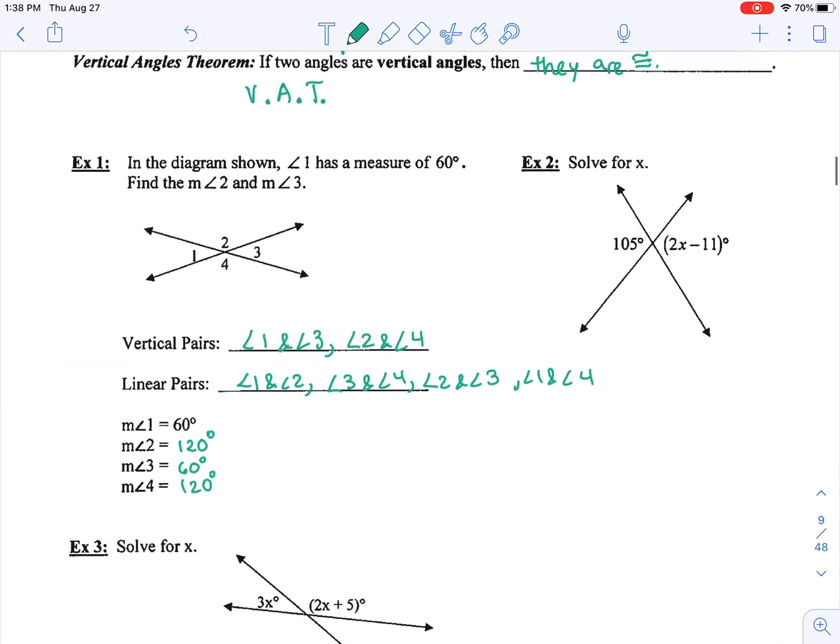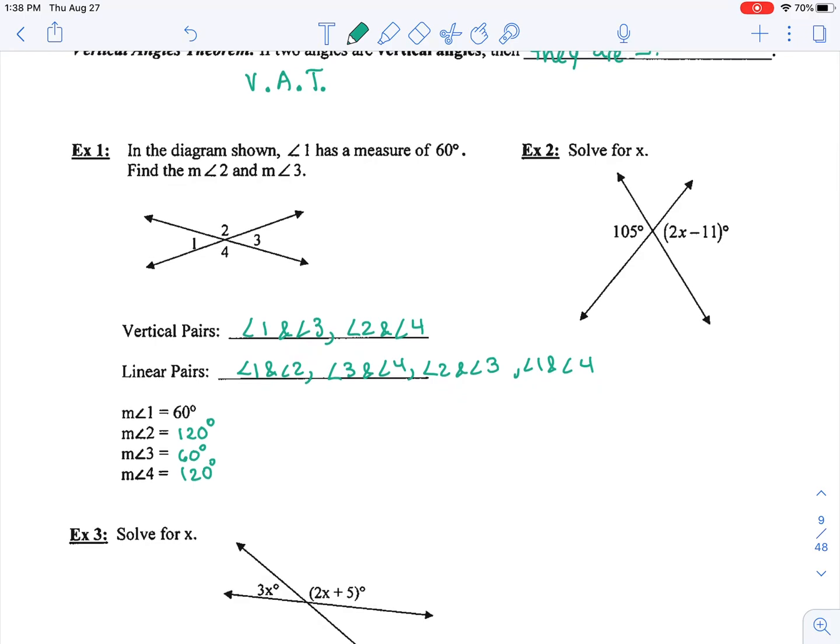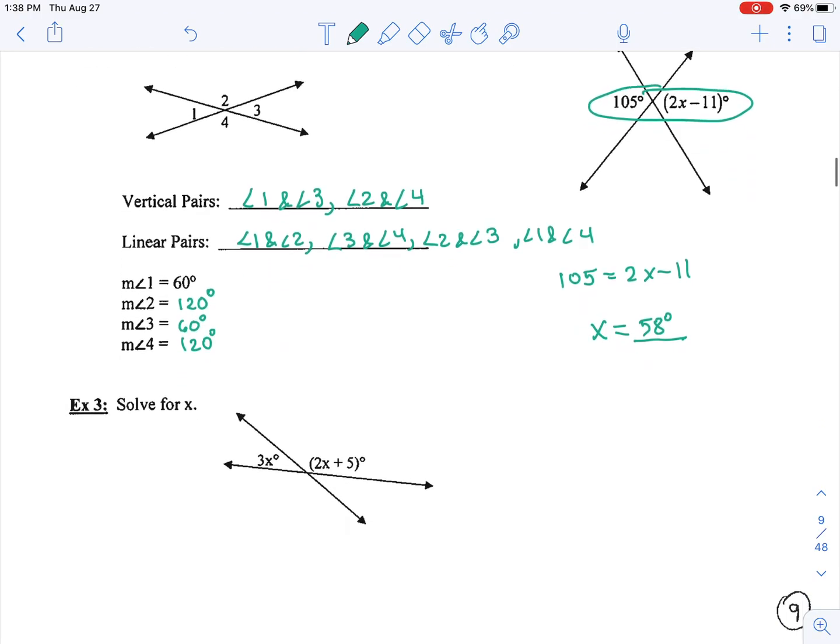Solving for angle x in example 2 is a combination of a geometry problem with vertical angles and an algebra problem. So when you're looking at that problem, you should realize that you're going to set 105 equal to 2x minus 11, and then solve the rest of the way: add 11 over and divide by 2. Please provide me an answer, and hopefully for your notes, I want to make sure it's correct. You got x equals 58 degrees.